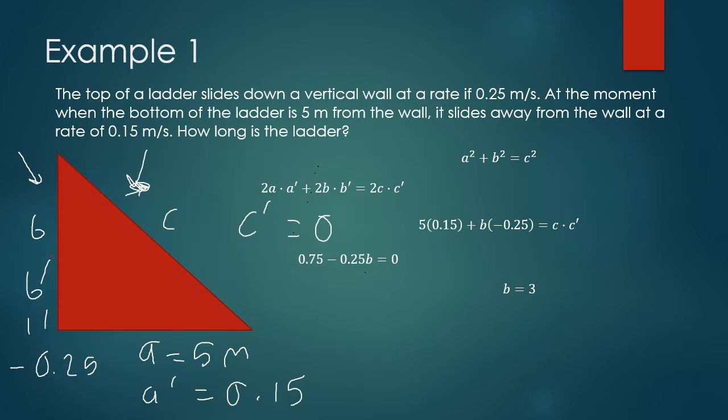So how does that help us find the length of the ladder? Well, we go back to our Pythagorean theorem, and since we have a giving us 5 meters and we have b giving us 3 meters, we get 5 squared plus 3 squared equals c squared, and utilize algebra to solve for c, and we get the square root of 34 for c, which is about 5.8 meters. So the ladder is 5.8 meters long.